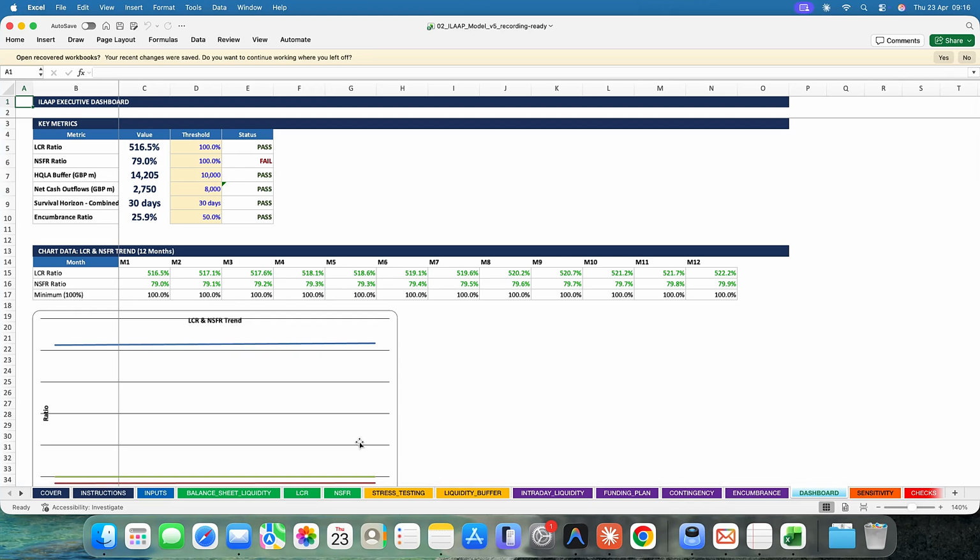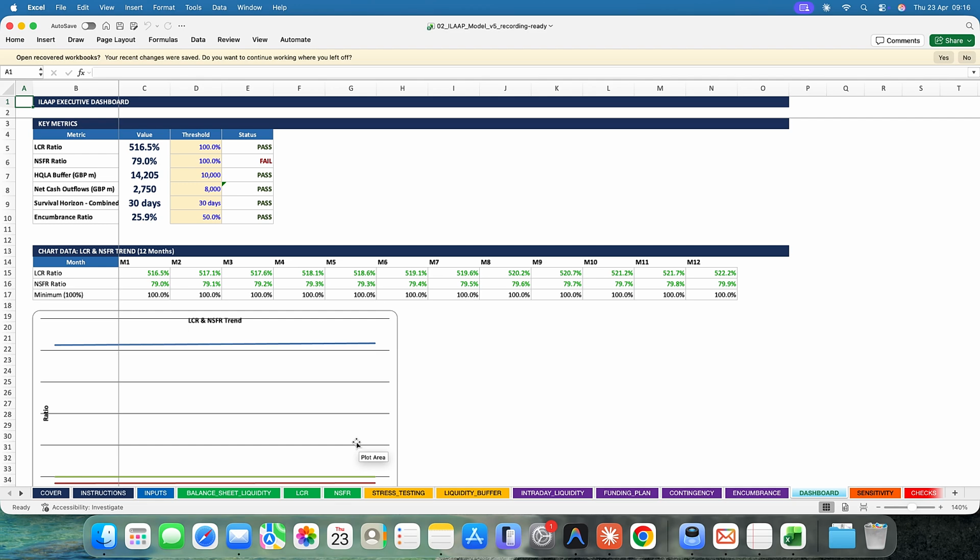Right, so if your team runs the ILAAP, you know this one. Liquidity reporting lives in a dozen systems. LCR on a Monday, NSFR on a Tuesday, funding plan in PowerPoint on a Wednesday. Then the regulator wants one coherent document at the end of it all.